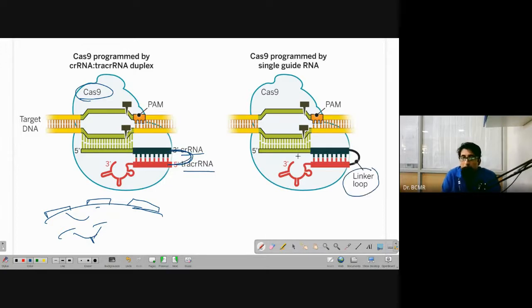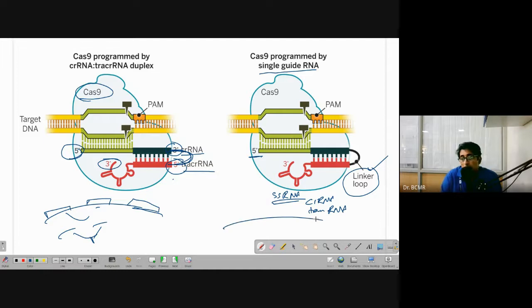Now, how many components are there? In this case, 5' and 3' CRISPR RNA. Tracer, we have 5' and 3'. Now what they did, they added a linker loop like this. Now it is one single-stranded RNA, which is a composite of CRISPR RNA as well as the tracer RNA. And that is called single guide RNA, right?